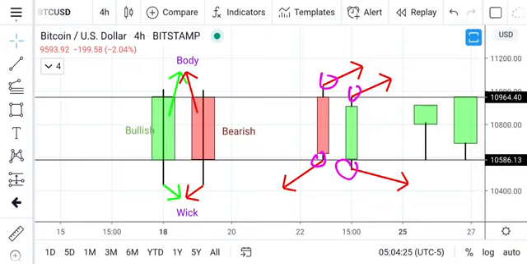So that is it about this introduction to candlesticks. In my next video, I'm going to cover the candlestick patterns bit by bit, and we are going to talk about all the candlestick patterns.